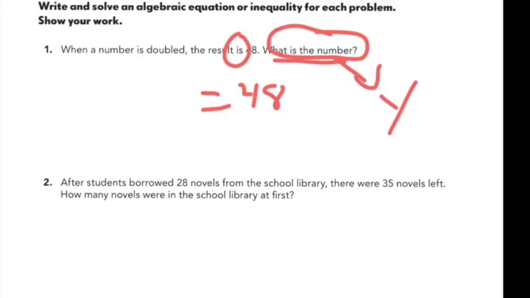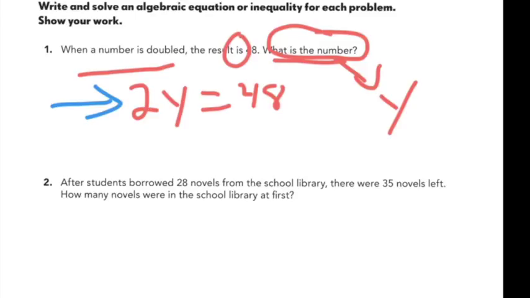It's going to equal 48, but only after it is doubled. So doubled means to multiply it by 2. So I'm going to do 2y equals 48. So let's look back at this equation. It says 2, so that means double y, which is the unknown, which is a variable. That's what we're trying to find, equals 48. So we're trying to figure out what y is.